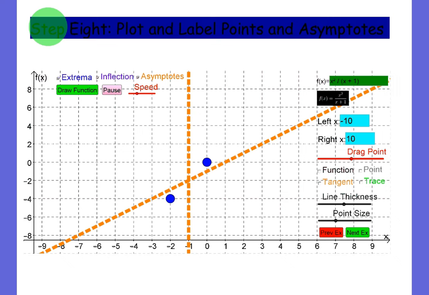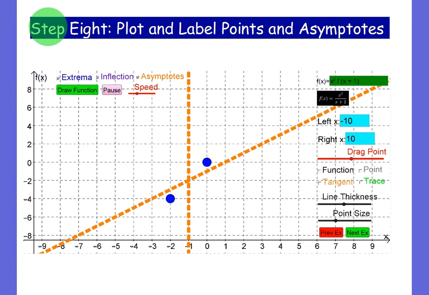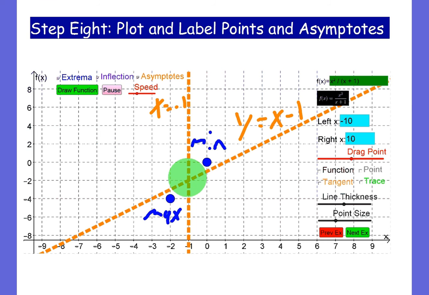So that leads us to our next step, which is to plot and label our points and asymptotes. So I want to talk a little bit about each one of these. We found that there was a slant asymptote at y equals, it's been a while, so I have to refresh my memory here. Okay, so it was at y equals x minus 1. You want to make a dotted line there because it is an asymptote. And then we had an asymptote at x equals -1.